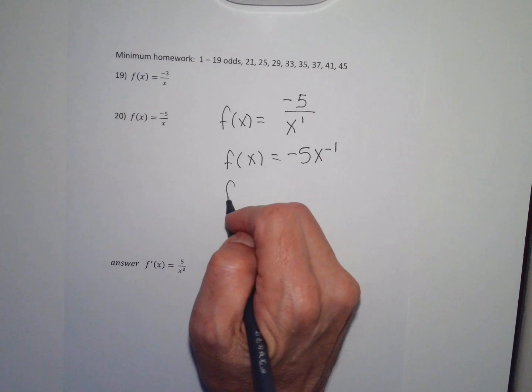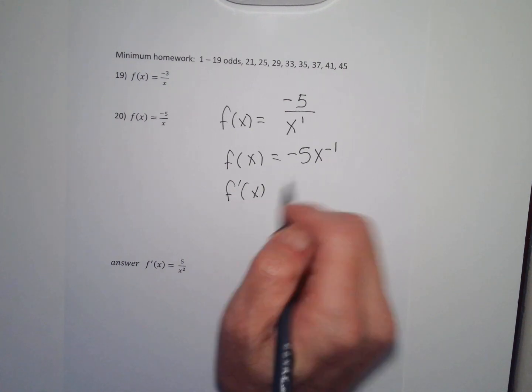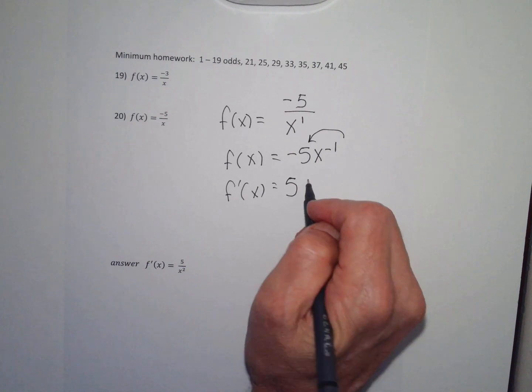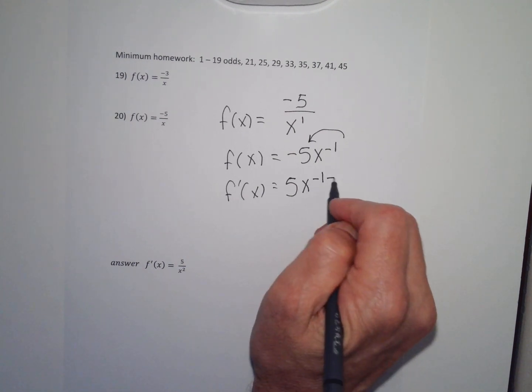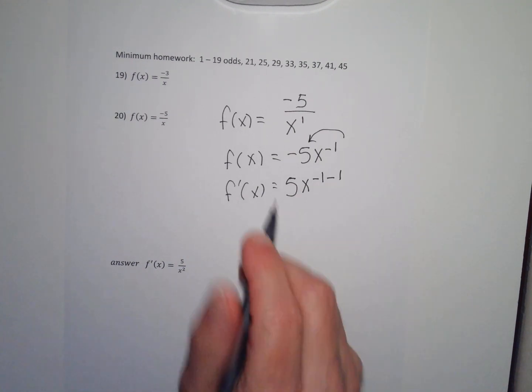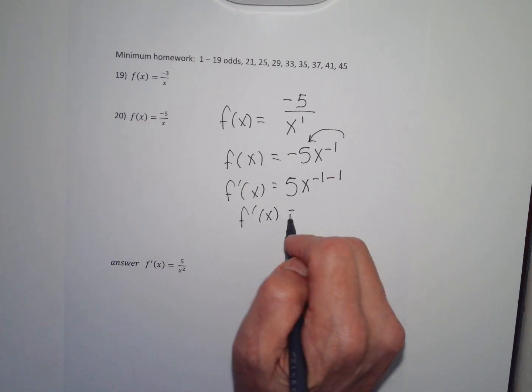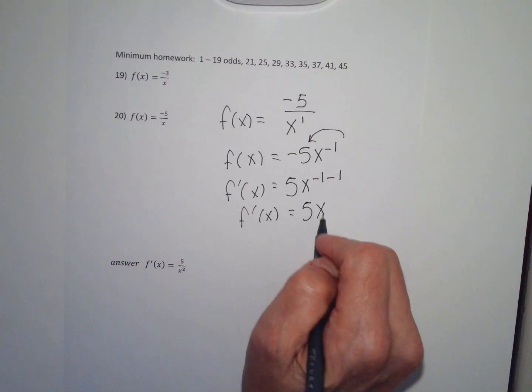Now I'm going to do that. I'm going to write the derivative symbol. I'm going to go negative 1 times negative 5 and get positive 5. And for my exponent, I'm going to subtract 1. And negative 1 minus 1 is negative 2. So my derivative is going to be 5x to the negative 2 power.